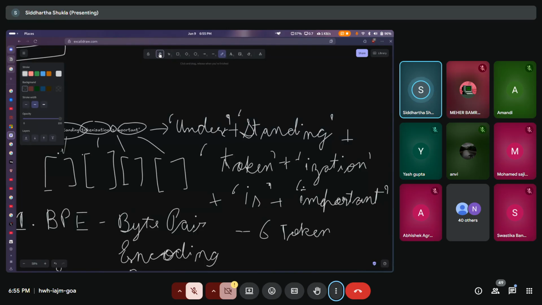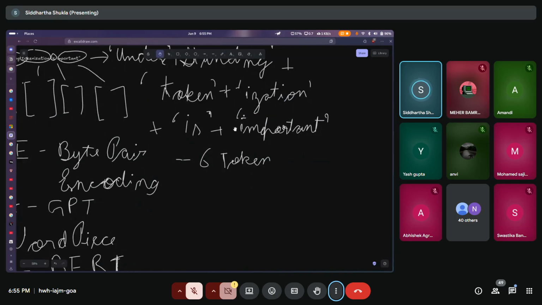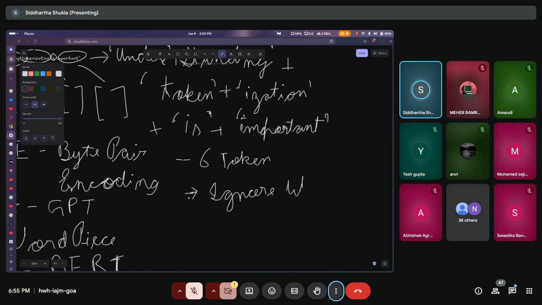But honestly speaking, it's even more complex than that. For instance, some of these encoding strategies ignore white spaces, meaning your spaces, but not all of them. For instance, SentencePiece does not ignore white spaces.